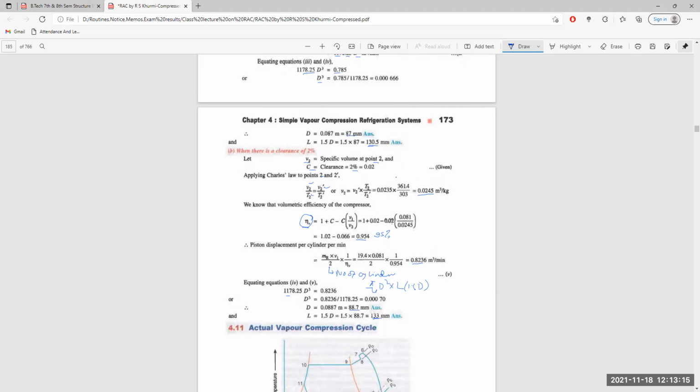So with this, we have completed the vapor compression refrigeration system.